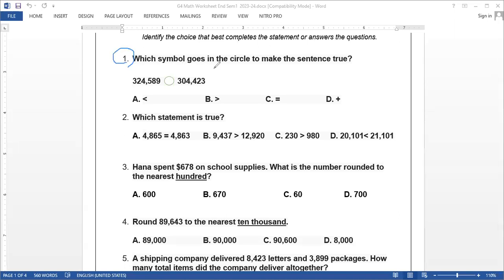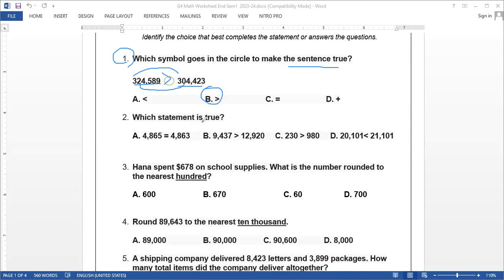Which symbol goes in the circle to make the sentence true? Here we need to compare between these two numbers. This number is 324,589. This is 304,000. So we compare from the left. Here in the 100,000 place we have 3. Then in the 10,000 place, we have 2. So we start comparing from the left until the digits are different. So this number, 324,000, is greater than this number. So we choose the answer B, because we are comparing.